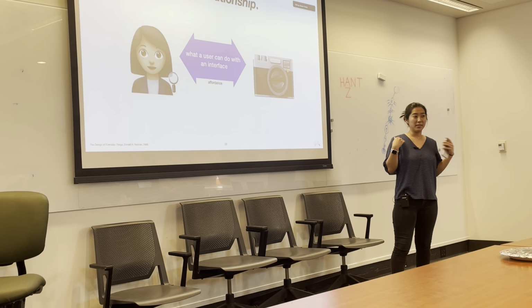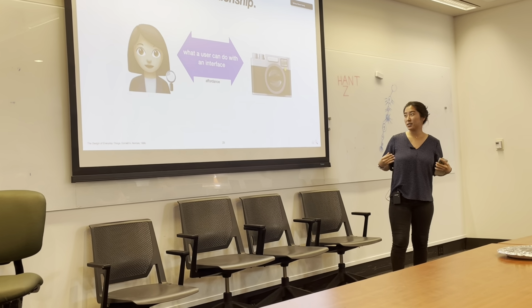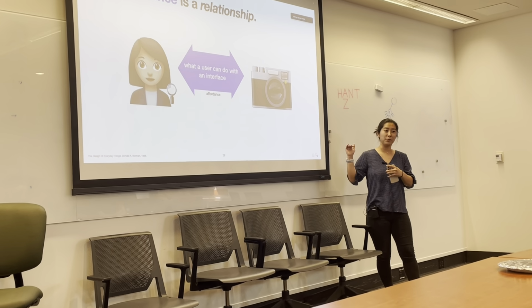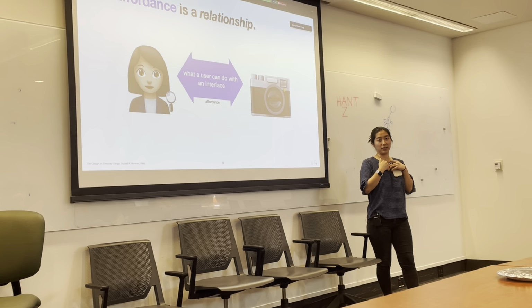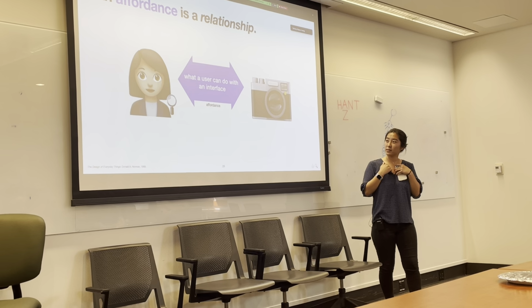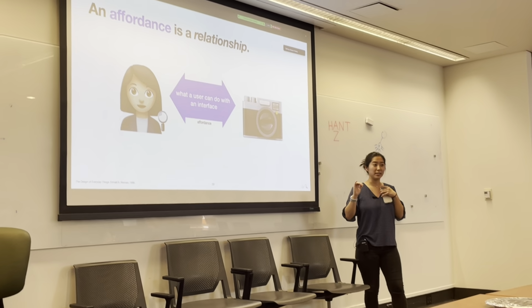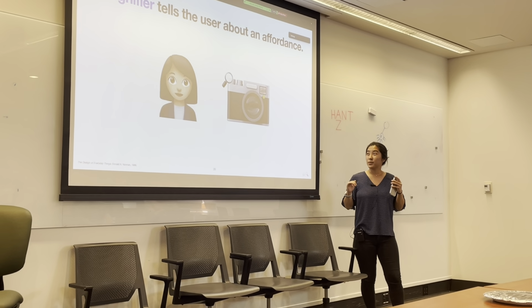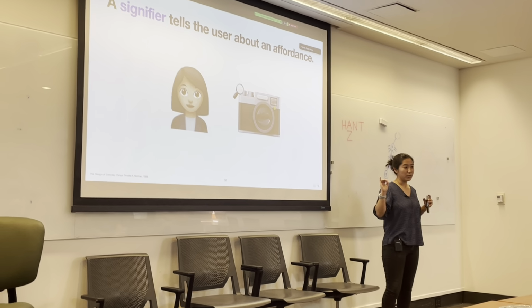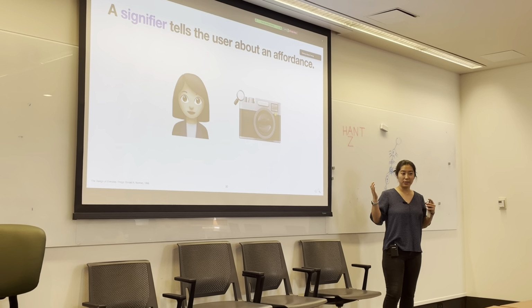I used to think of an affordance as like a feature, as in what can this thing do for me, but it also really depends on what I can do in general. So that's what we mean by an affordance: a relationship between an interface and a user. So then a signifier tells you what affordances are available. So it tells you what you can do with it.